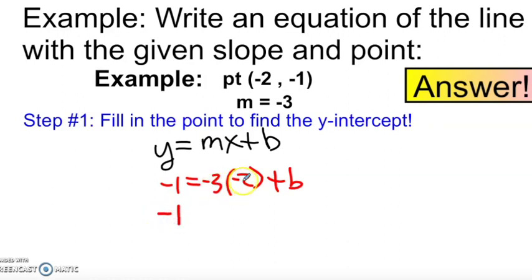I'm going to take -3 times -2. -3 times -2 is 6. So then I'm left with -1 equals 6 plus b. And now to solve this, I'm going to have to subtract 6 from both sides. So I subtract 6 here. I subtract 6 here. My 6's are going to cancel. And my b is going to be left with -7.